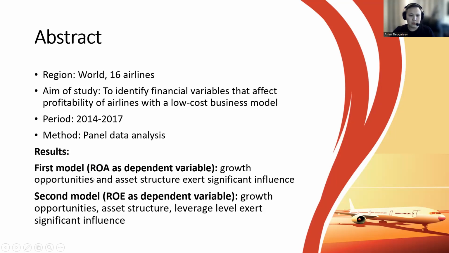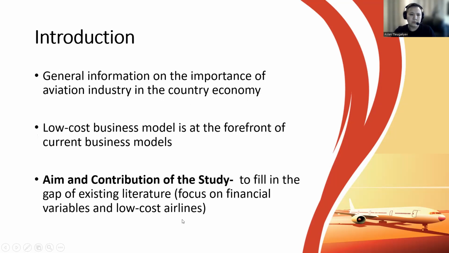There are two econometric models in our research paper. In one of them, the return on assets is used as the dependent variable, and in the second one, return on equity is used as the dependent variable. This was performed in order to split their effects and to compare them. Based on results of the first model, growth opportunities and asset structure exert significant influence, and for the second one, in addition to growth opportunities and asset structure, leverage levels also exert significant influence.